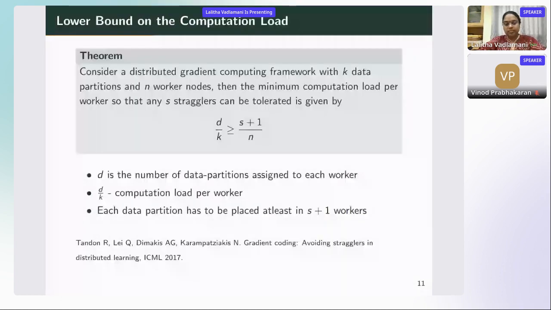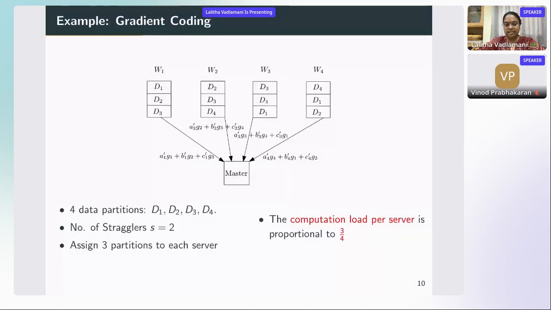So there is a lower bound on the computation load, given all the parameters that we have discussed till now. K is the number of data partitions, N is the number of worker nodes, and S is the number of stragglers. D, I would call, is the number of data partitions assigned to each worker. In that sense, D by K is the computation load, because when you're doing K data partitions, one data partition is of size 1 over K. So the computation load of a particular worker is D over K, and that is lower bounded by S plus 1 by N. In the previous example, if you plug in these parameters, we can tolerate two stragglers, so it is S plus 1, which is 3 by 4.